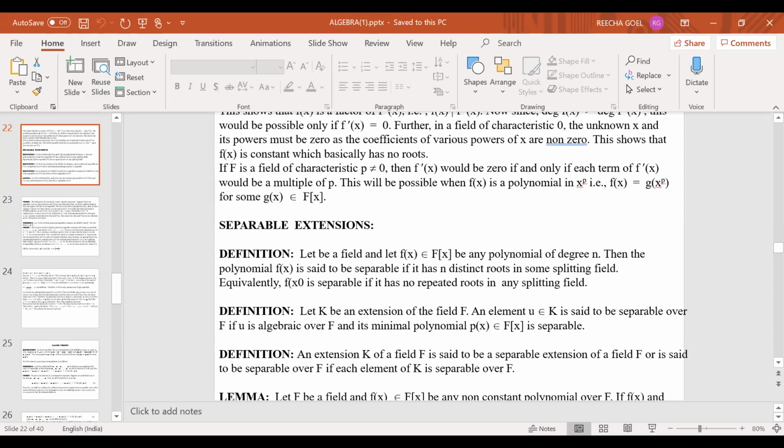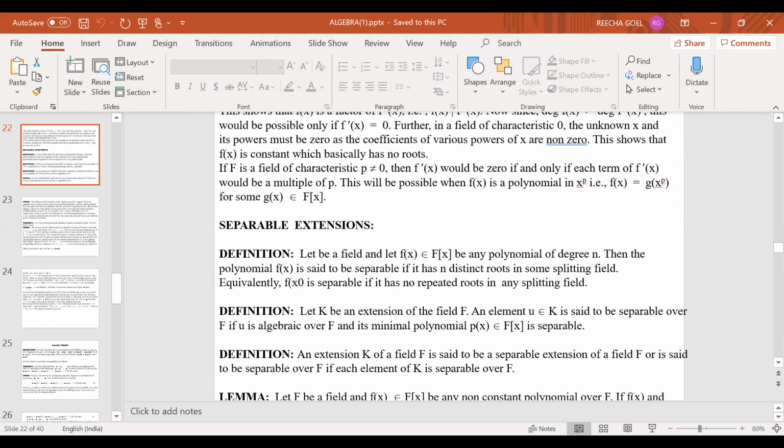And then we saw under what conditions a polynomial can have multiple roots. And the result was very trivial: if f(x) and the derivative of f(x) have a non-trivial common factor, then this f(x) is going to have repeated roots. Otherwise, f(x) is going to have all the n distinct roots.